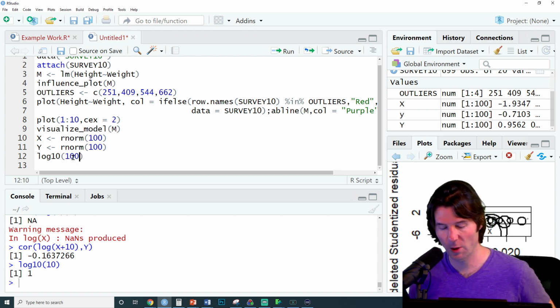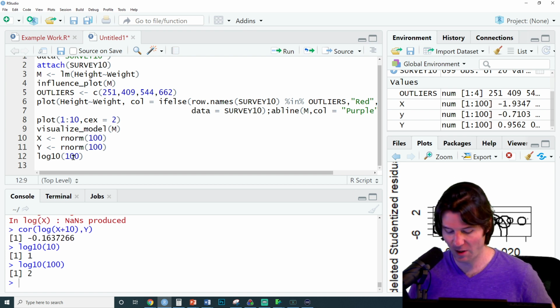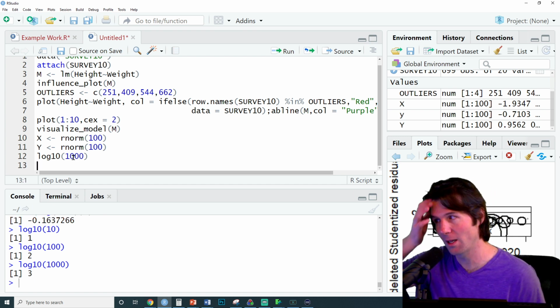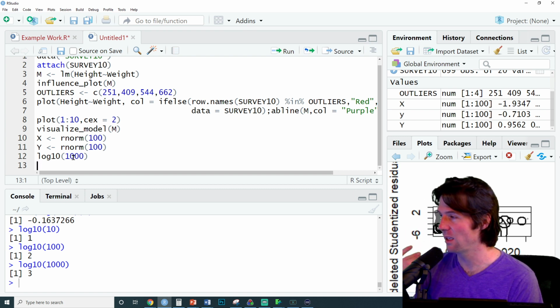When you do log 10 of 100, it's what power do you raise 10 to get 100? And the answer is 2. And then you have to put in 1,000 because it's what power do you raise 10 to get 1,000? The answer is 3. You raise 10 to 3 to get 1,000. That's how you solve logs. But if you notice, it doesn't hit it equally.